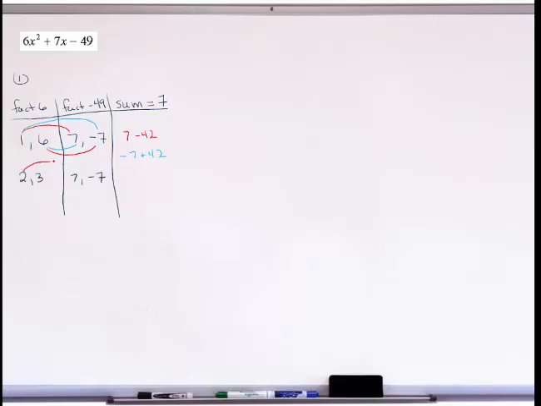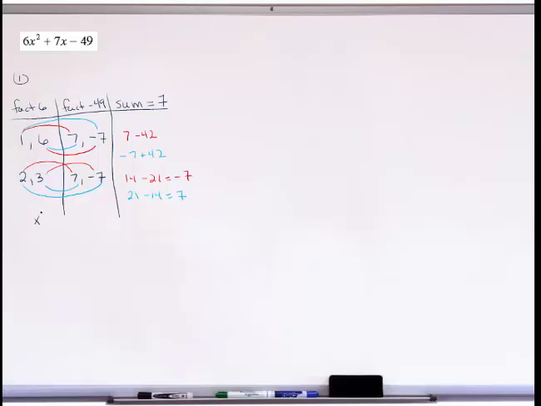I'll do 2 times 7 and 3 times negative 7. That will give me 14 minus 21, which is negative 7. So I don't want that particular combination. I want the other combination. So I want 2 times negative 7 and 3 times positive 7, which will give me 21 minus 14, which is positive 7.